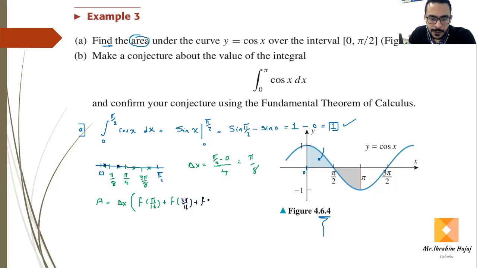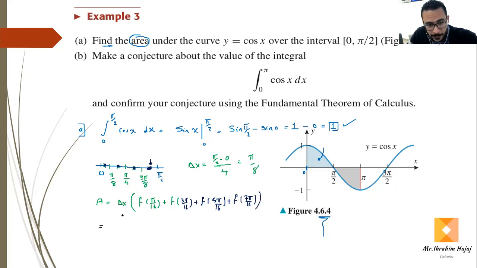Then f of this point, the midpoint here and the midpoint here. Plus 3 pi over 8 plus pi over 4... the next is 5 pi over 16. Okay, and the next point, the last midpoint, between 3 pi over 8 and pi over 2, is 7 pi over 16.